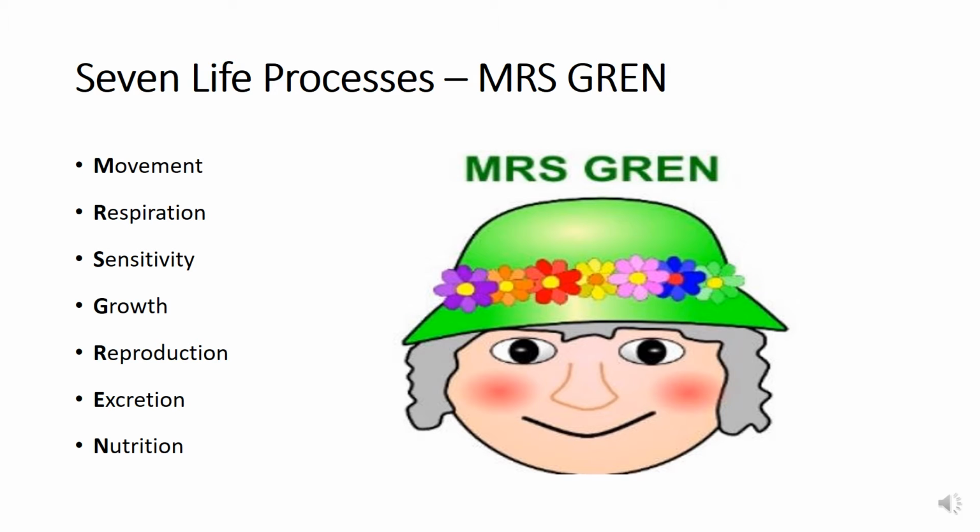There are 7 life processes. The acronym MRS GREN will help us to explain the life processes of living things. The first M is for movement, R for respiration, S for sensitivity, G for growth, R for reproduction, E for excretion, and N for nutrition.